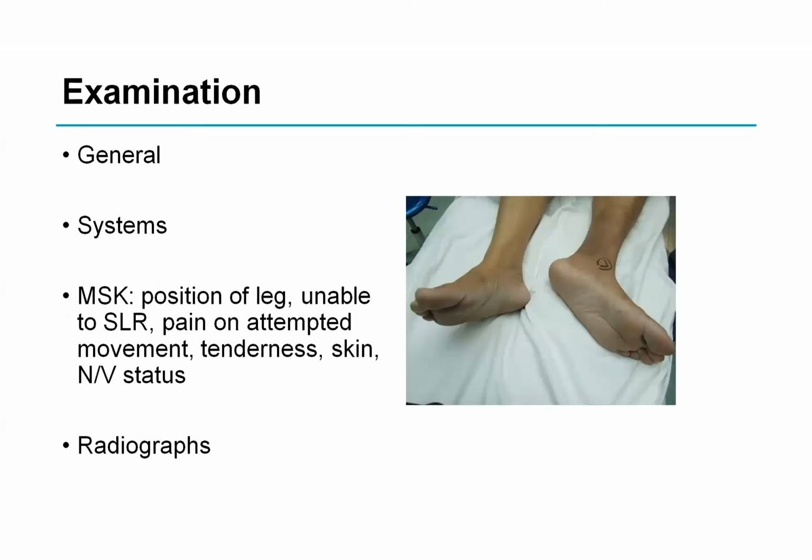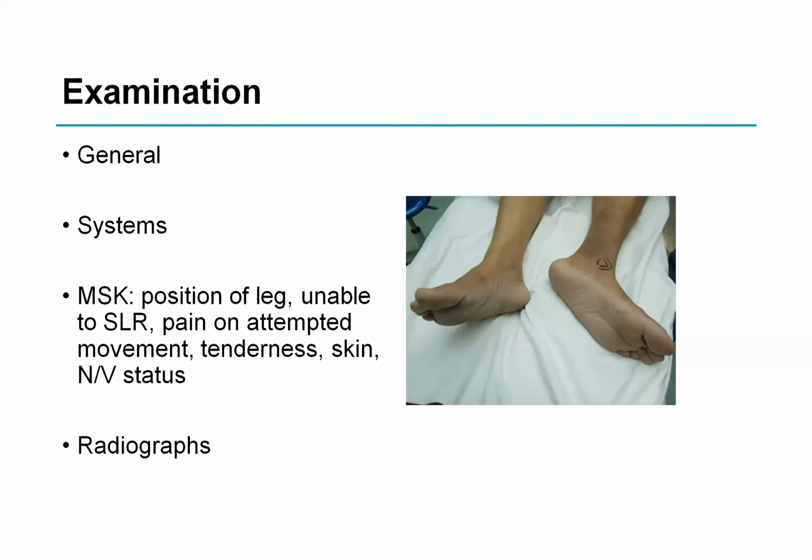When you come to examine them, you do exactly the same thing. You will examine them top to bottom, but let's focus on the musculoskeletal findings here and see what we're going to find. You will find often that the leg is shortened a little bit, externally rotated. The patient is unable to straight leg raise. There is pain on attempted movement. There is tenderness on palpation of bony landmarks around the hip.